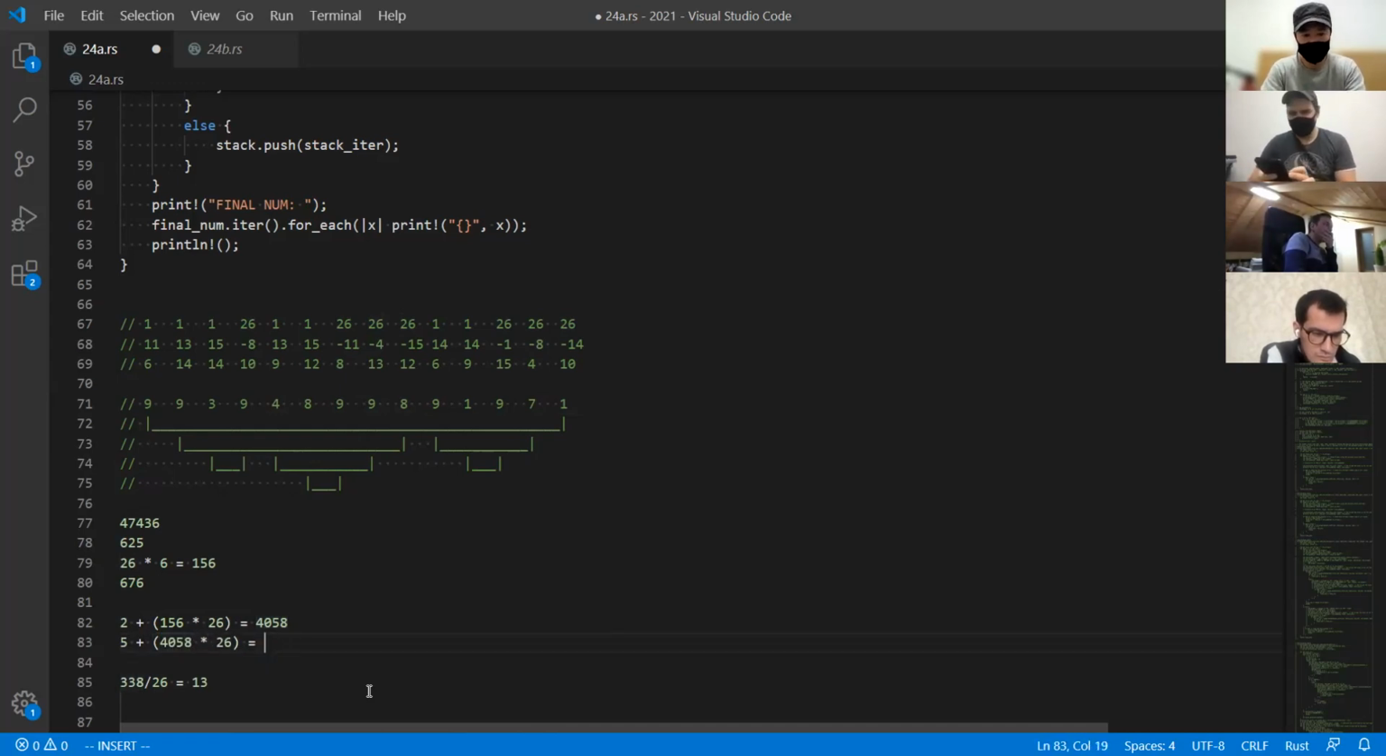And now we have 105,513. And to reverse that, now you can divide, because then you get the remainders, the modulus out of that. If you divide and round down, you get 4,058. And the modulo? Let me check. 5. Yep, and that's the number that was encoded in there.